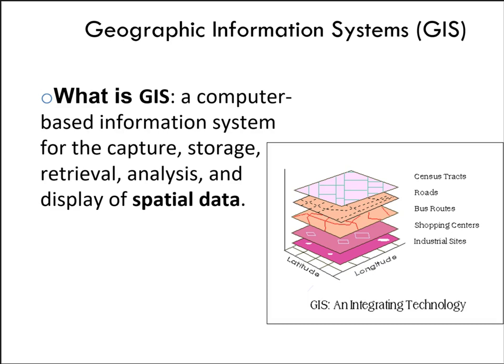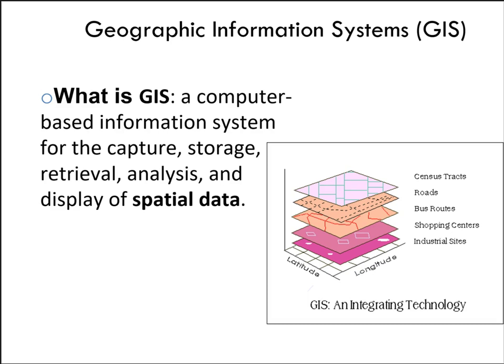Well, GIS is a computer-based information system for the capture, storage, retrieval, analysis, and display of spatial data. And spatial data, as you'll recall, is any kind of feature that has some exact location that can be defined. For example, your house has some kind of geographic location. It has a latitude and longitude, and it can be mapped. Trees, rivers, roads, temperature, and so forth all have some kind of spatial data because they have a latitude and longitude that can be associated with them, and so you know exactly where they are on the surface of the Earth.